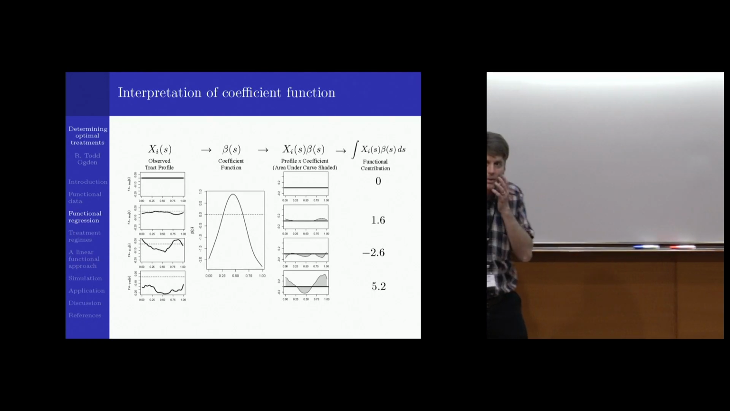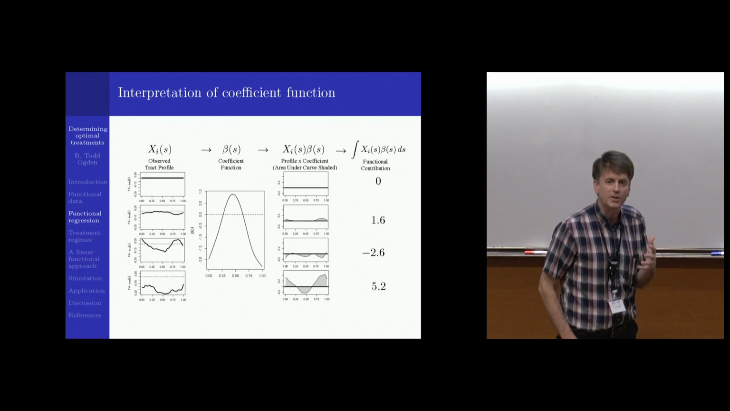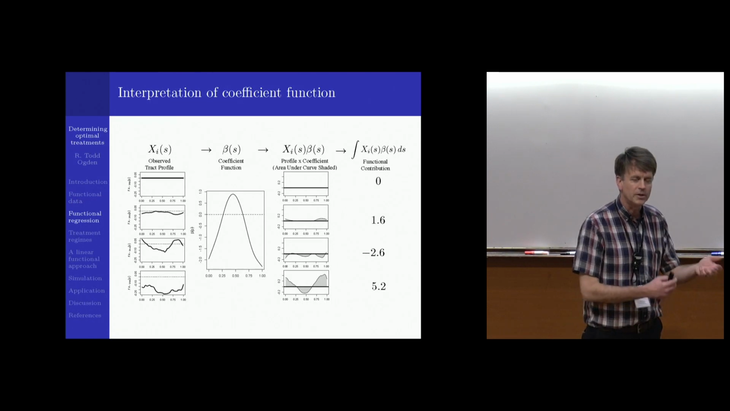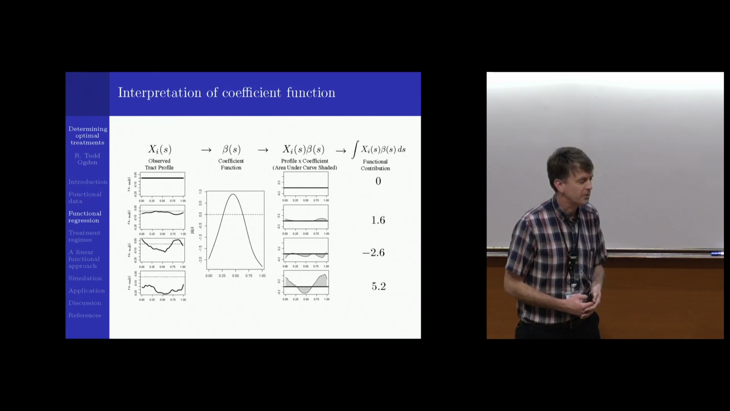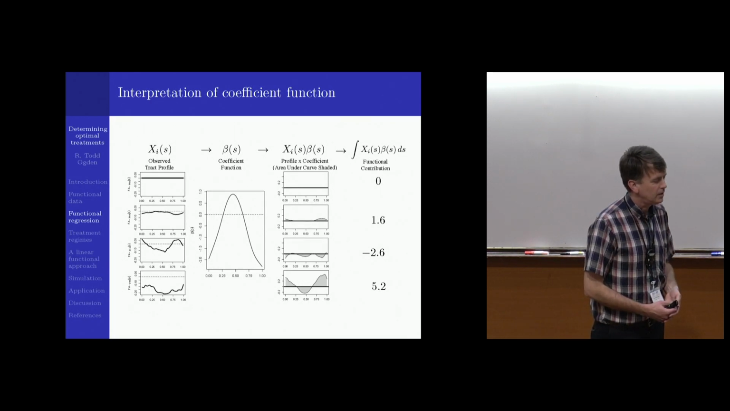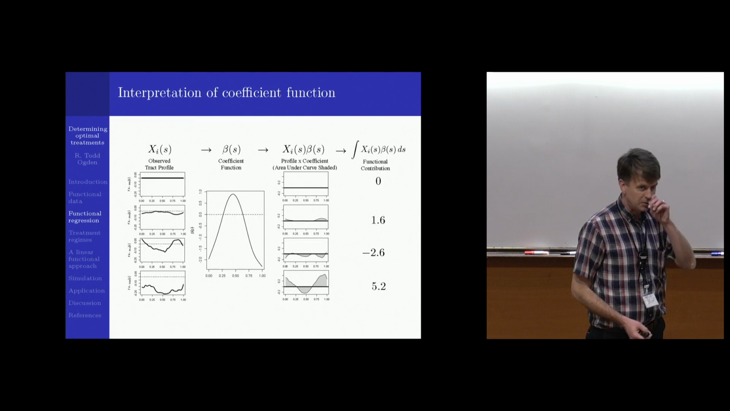But one thing I like about this: another approach you could take with this very complex, high dimensional functional data is just throw it in a support vector machine or something like that. And that's fine. You can probably get really good predictions that way. But oftentimes we're really interested in the interpretation.